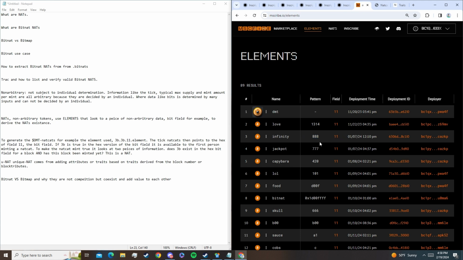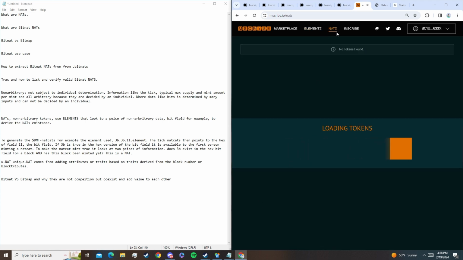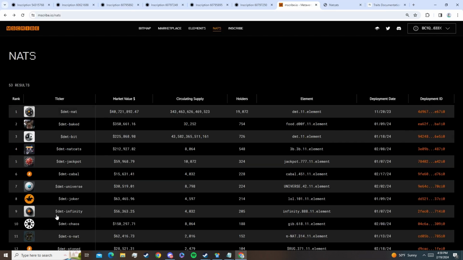Now what you can do with this element is you can create a non-arbitrary token. This is the non-arbitrary pattern. This is the non-arbitrary field. And this is the name of this pattern. So if we were to go over to nats, non-arbitrary tokens, DMT infinity, DMT infinity is calling out infinity, that 888 element that we looked at. Where is it at? It's in the bit field, field 11, and that is the element.